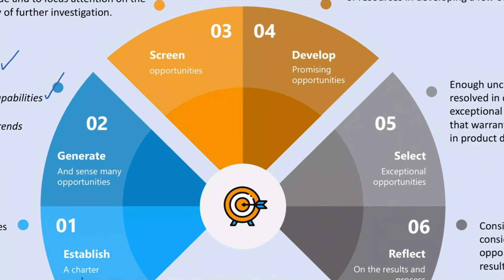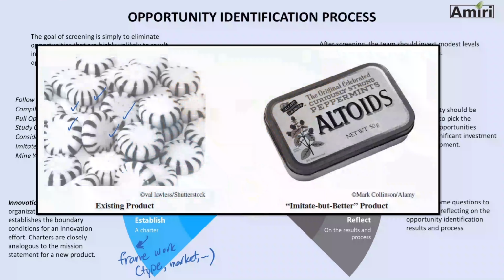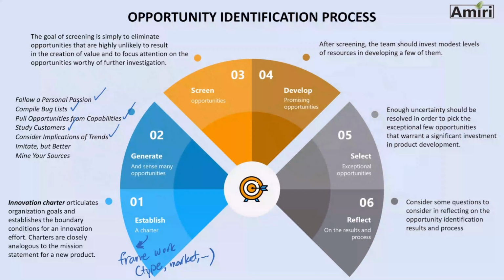Another one is you can imitate but better. You can look at the competition, see what the competition is doing or what some of the existing products are doing and what some of the problems with that are. Again, it goes back to unmet needs. Here is a good example of an existing product and then a much better version of a product as imitated by a better product. And there are so many other examples that could be cited here.